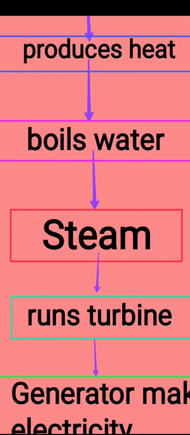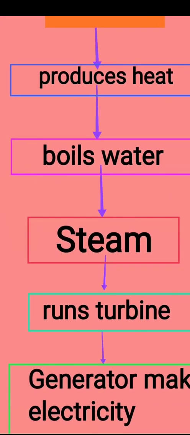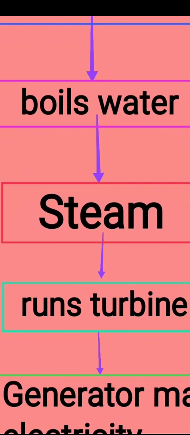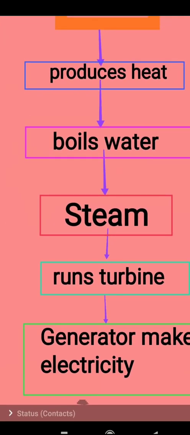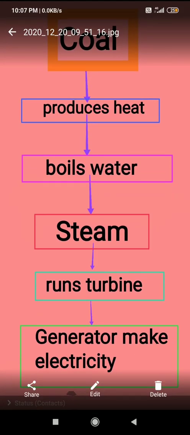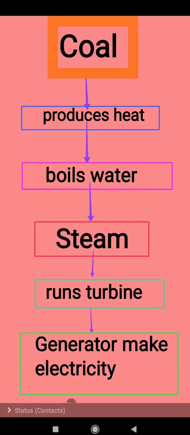Then if the water boils, what happens? You can observe the steam, right? So that steam, what happens, it evaporates up and it rotates or runs the turbine. If the turbines run, then what happens? The generator will make the electricity. Okay, so this is the coal. Using the coal source we are getting the electricity.